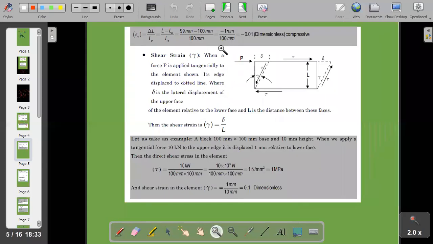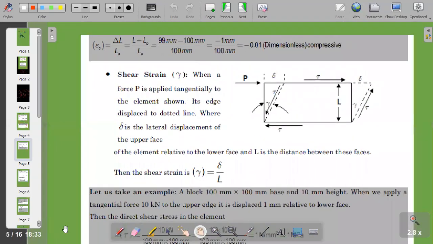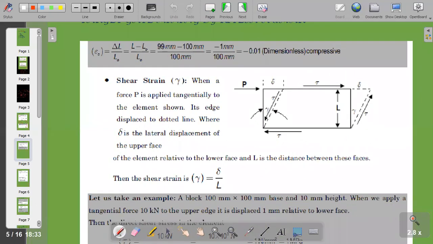Here, in this case the strain is negative. So what does it denote? If the strain is negative, it means the stress is compressive. Compressive stress is there, which means delta L, the change in length, is negative, which means the length is decreasing due to the stress.